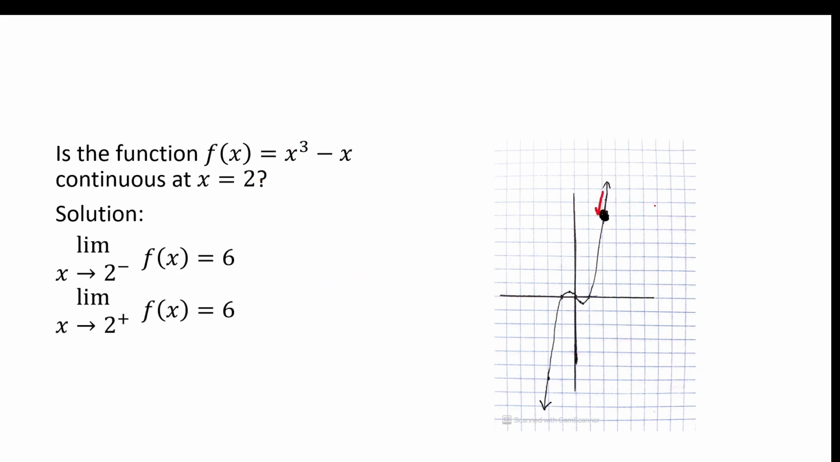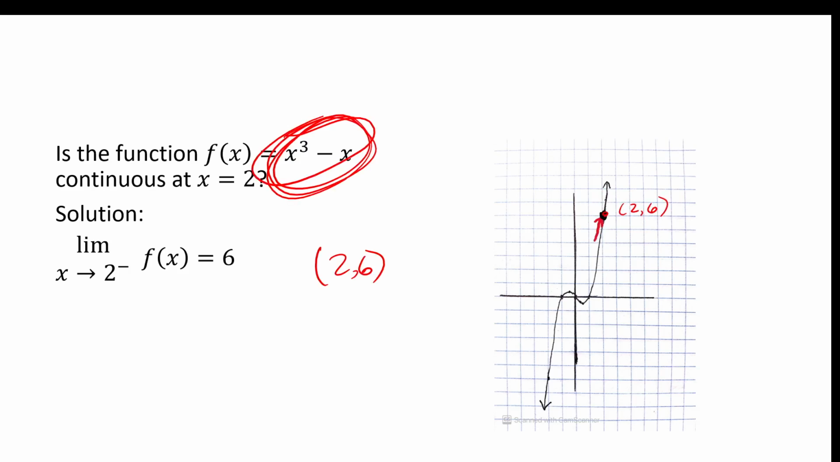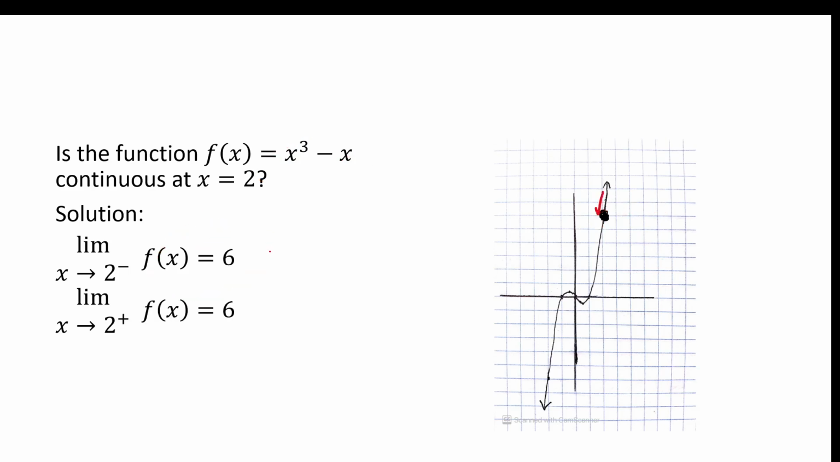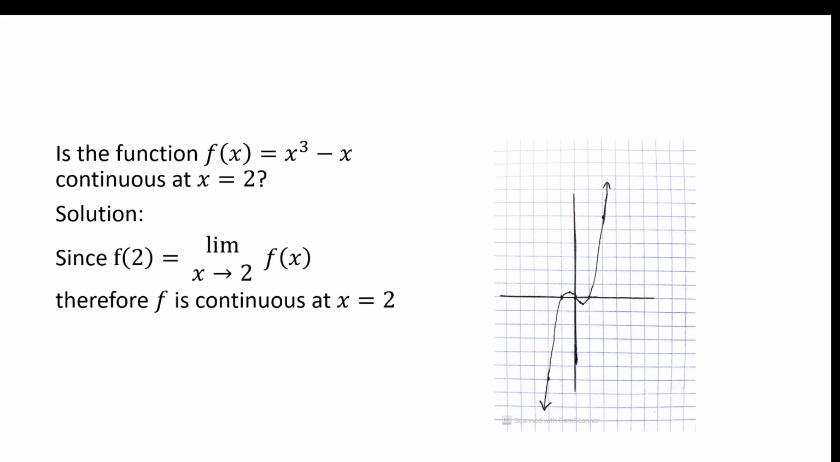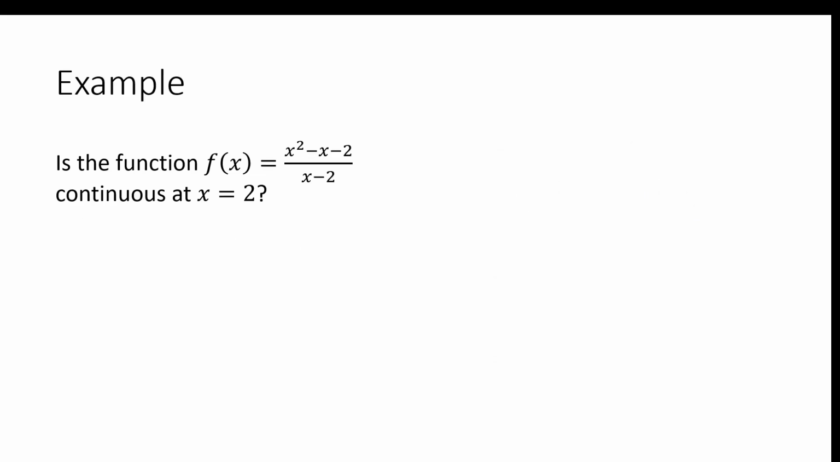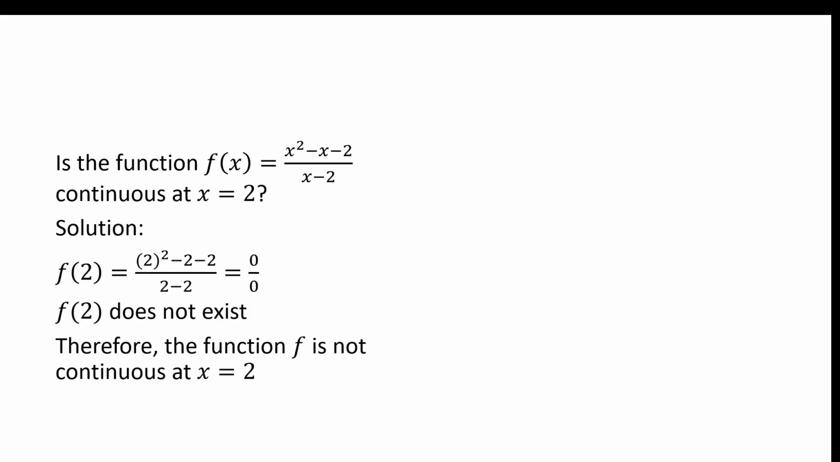And so we then determine the limit as x goes to 2 from the left, which was shown there to be 6. And we determine the limit as x goes to 2 from the right, which is shown here to be 6 using a graphing approach. And so we can say the limit as x goes to 2 of f of x equals 6. But we also know that f of 2 equals 6. And since f of 2 equals the limit as x goes to 2 of f of x, therefore f is continuous at x equals 2. Now let's see if this function here is continuous at x equals 2.